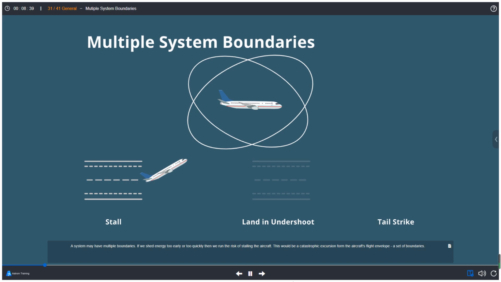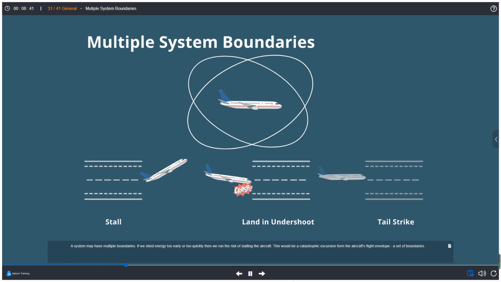A system may have multiple boundaries. If we shed energy too early or too quickly, then we run the risk of stalling the aircraft. This would be a catastrophic excursion. Together they form the aircraft's flight envelope, a set of boundaries.